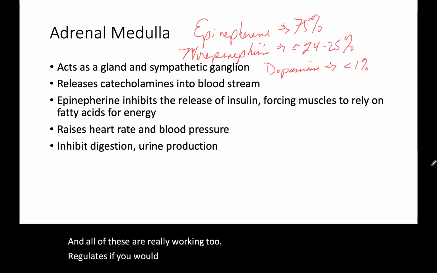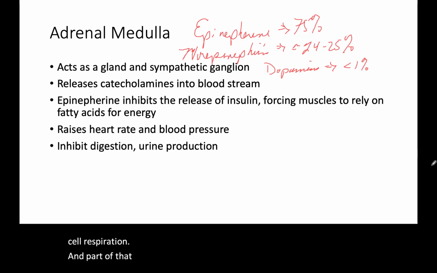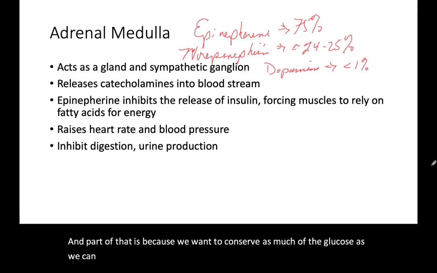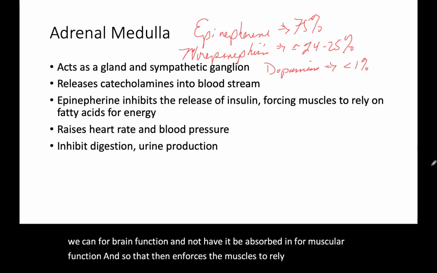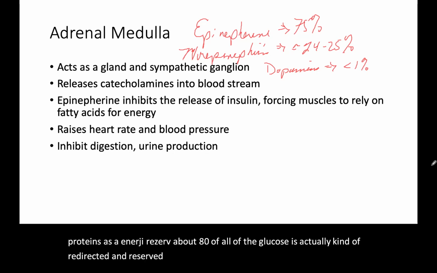So epinephrine works to inhibit the release of insulin, and that's going to slow down the rate of cell respiration. Part of that is because we want to conserve as much of the glucose as we can for brain function and not have it be absorbed for muscular function. That forces the muscles to rely on fatty acids and or proteins as an energy reserve. About 80% of all of the glucose is redirected and reserved for brain metabolism.